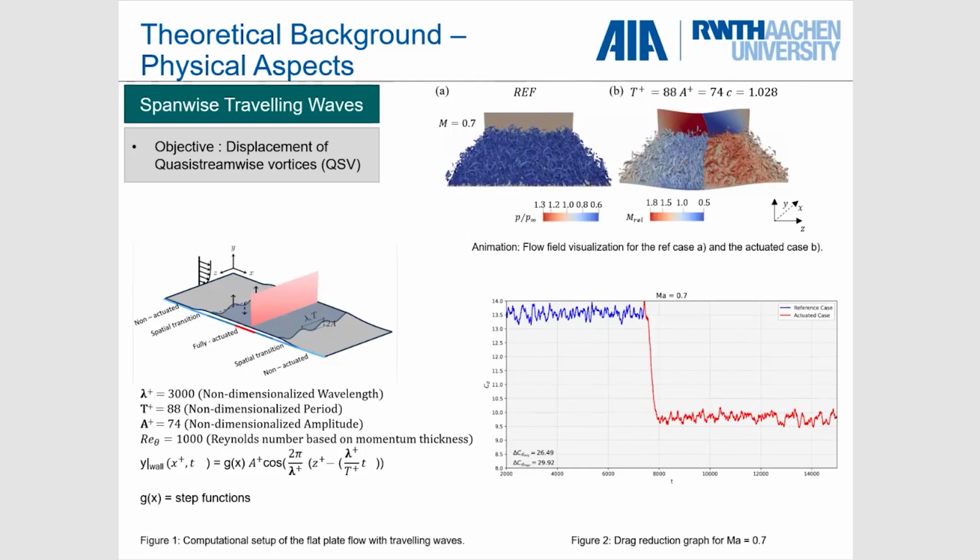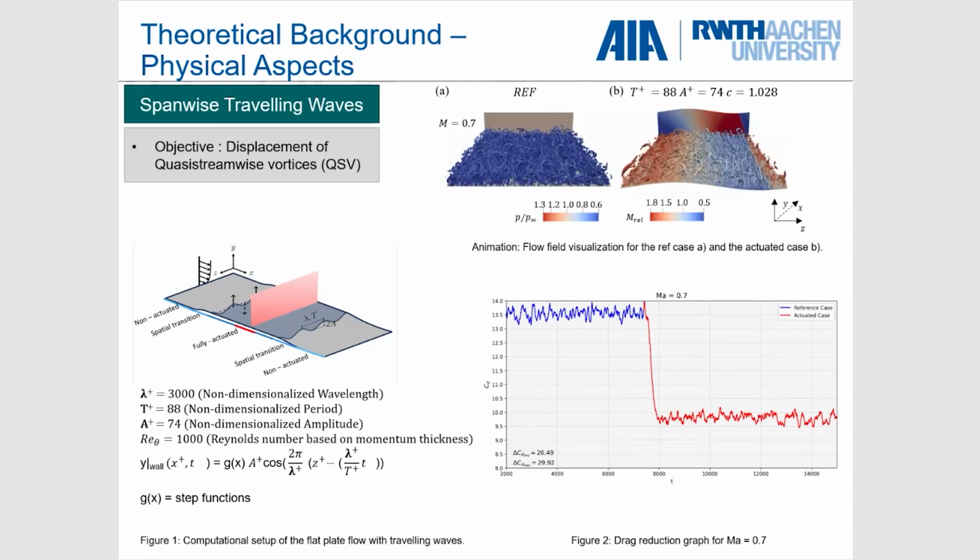In part B of this animation, you can see that we have a spanwise sinusoidal function that is deforming the wall, as well as a shock wave that is traveling along the spanwise direction. And on the bottom left, we have our computational setup, where we start with a non-actuated flat plate flow, and then it converts into a fully actuated flow. Then a spatial transition is done, and it ends with a non-actuated flow again.